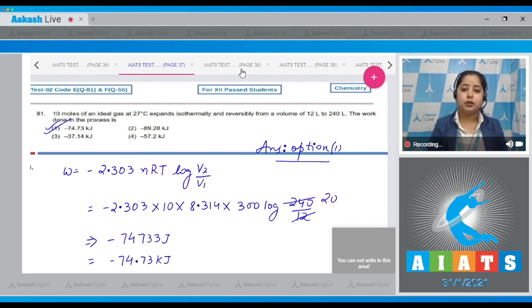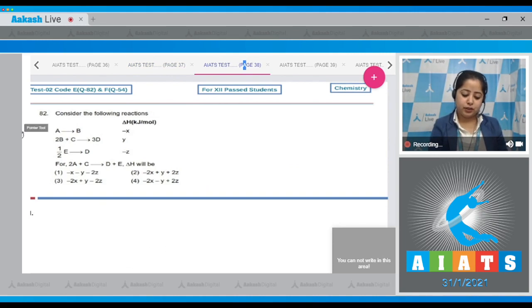Moving to next question, which is question number 82. Let's read it. Consider the following reactions. A gives B, the value of delta H is minus X. 2B plus C gives 3D, the value of delta H is Y. Half E gives D, the value of delta H is minus Z. We have to calculate the value of delta H for the reaction 2A plus C gives D plus E.